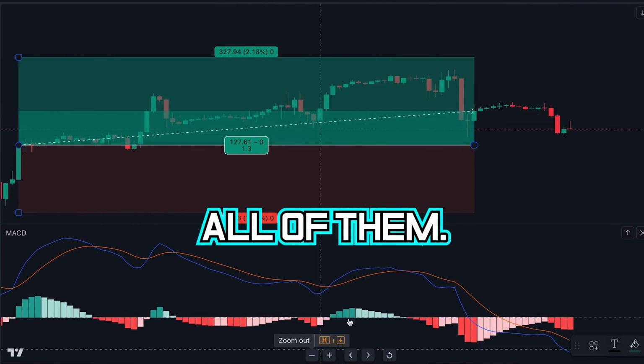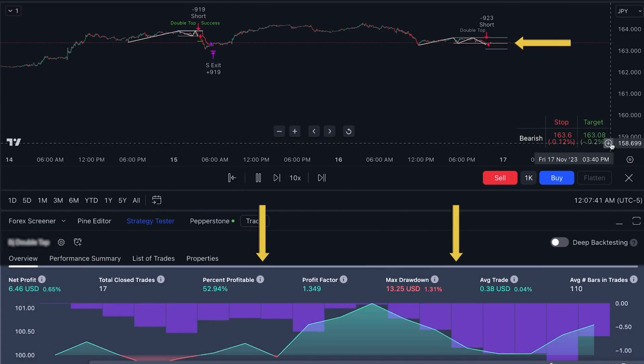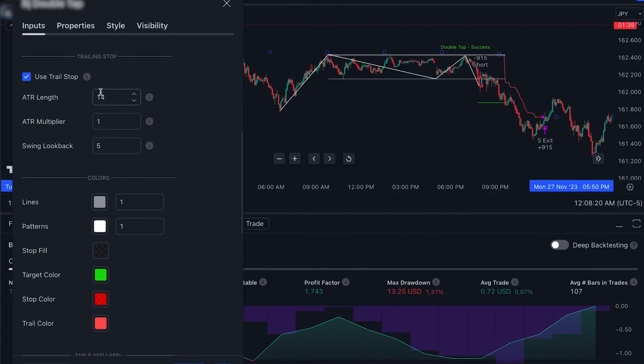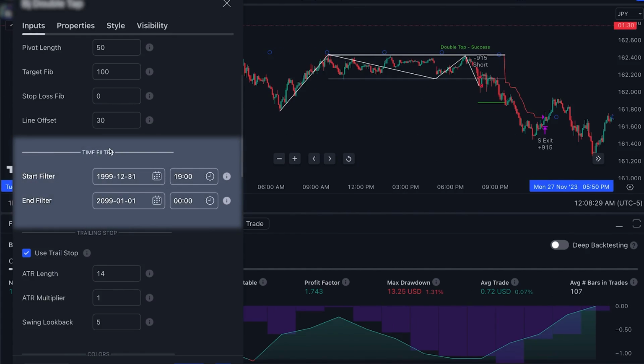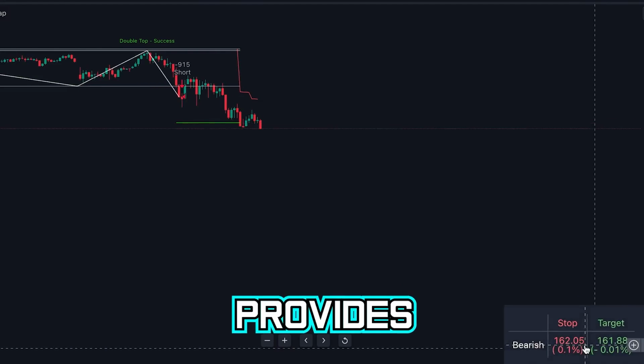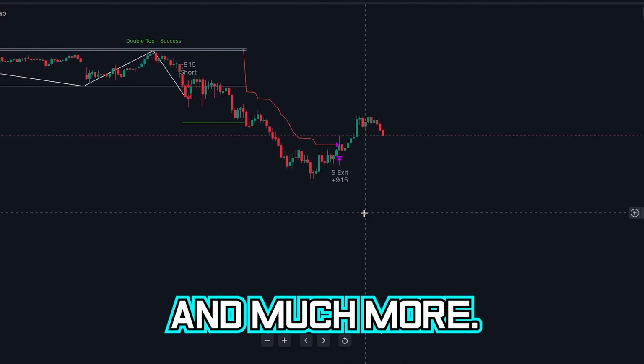all of them. However, the indicator we're sharing today can automatically perform a backtest on a strategy for you in real time. The indicator will allow you to backtest the strategy using different features such as a trailing stop and only taking trades during a certain period. It even provides a table to show you the performance of a trade in real time and much more.